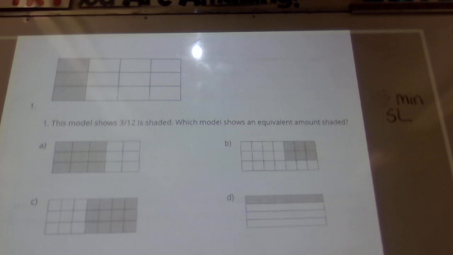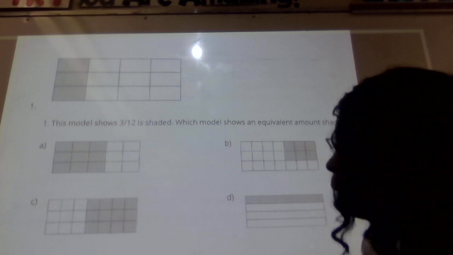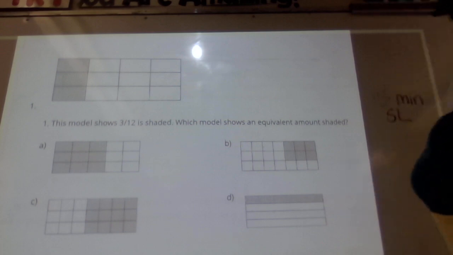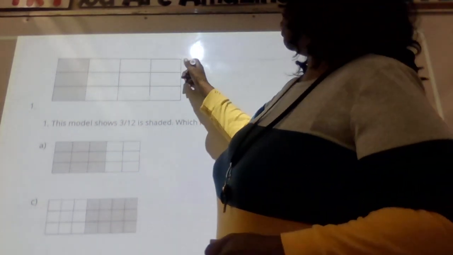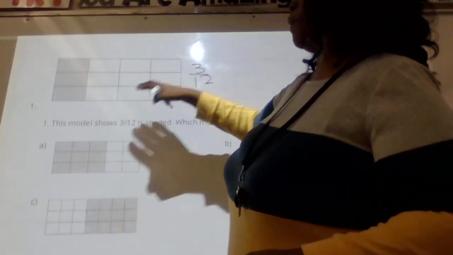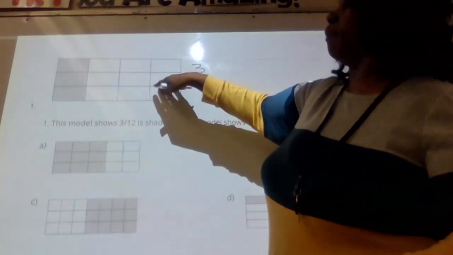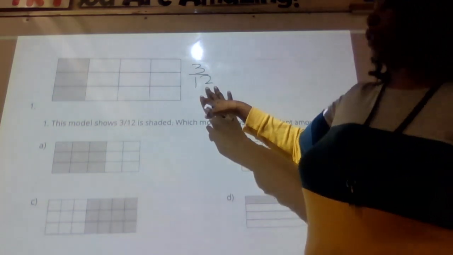So this is one of the problems from tonight's homework. It says, this model shows 3/12 is shaded. Which model shows an equivalent amount shaded? How I tell the students to approach this is, of course, you want to identify this is 3/12 because we have 12 total pieces. 3, 6, 9, 12, and 3 are shaded. So 3/12 are shaded here.